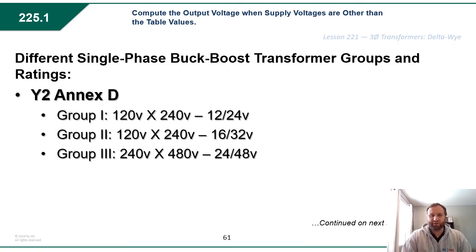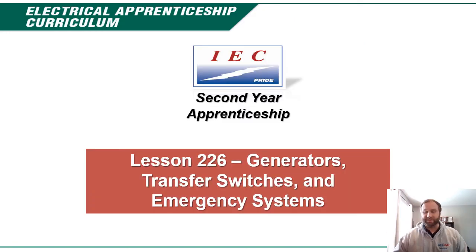And for your information here, Groups 1, 2, and 3 out of your Annex, these are your typical ratings of buck-boost transformers. You'll notice that the primary has a dual voltage rating of either 120 or 240, or 240 and 480. And then each group transformer has a dual voltage secondary. This is its dual voltage secondary if it were just an isolation: 12 or 24, 16 or 32, 24 or 48, meaning that each winding is rated for the lesser of the two volts per primary and per secondary. 14, or letter C.